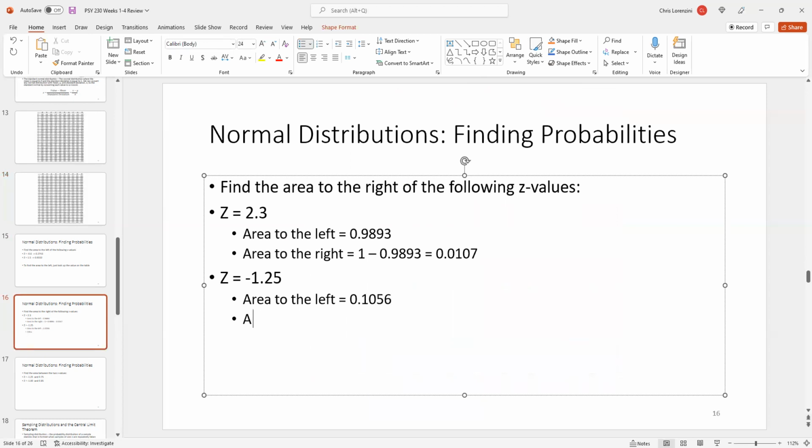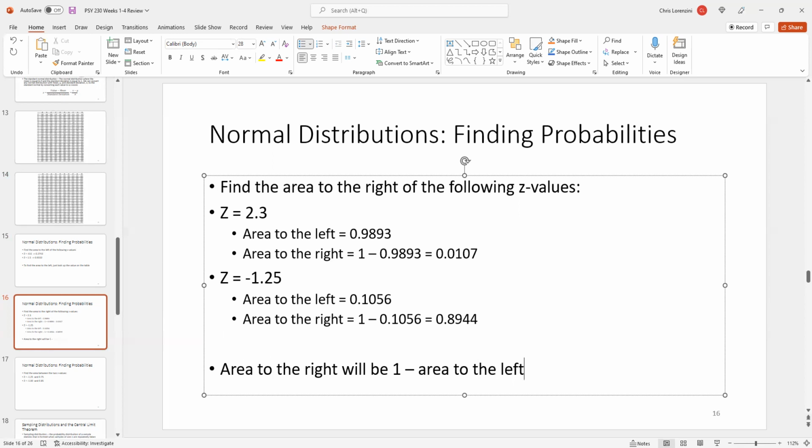Once I have the area to the left, I can find the area to the right by just subtracting it from 1. So I do that math right there. I get 0.8944. All right, any questions so far finding areas to the left or areas to the right? All right, so in general, the area to the right will be found by taking 1 minus the area to the left. And then the table tells me what the area to the left is.